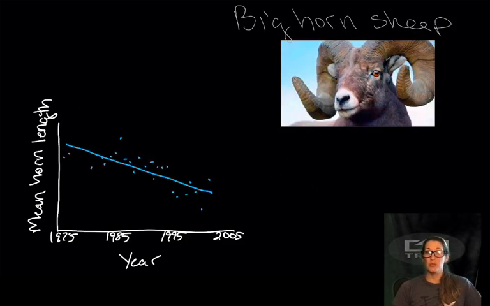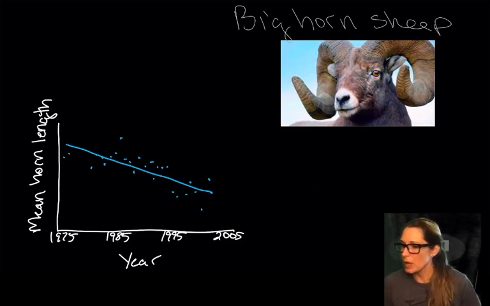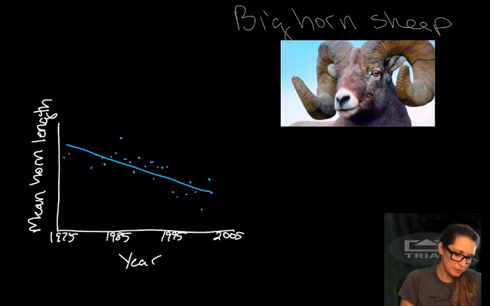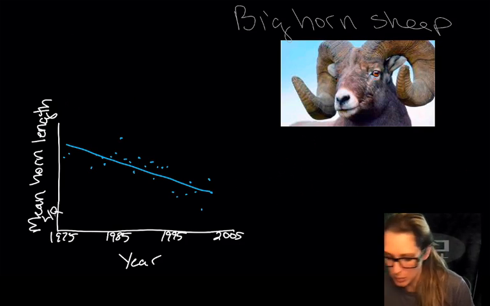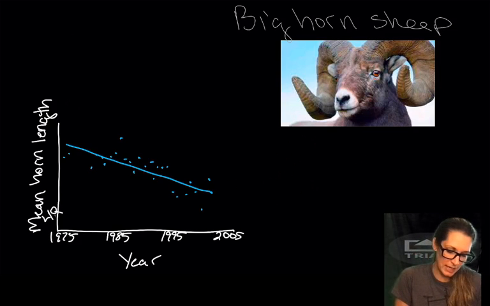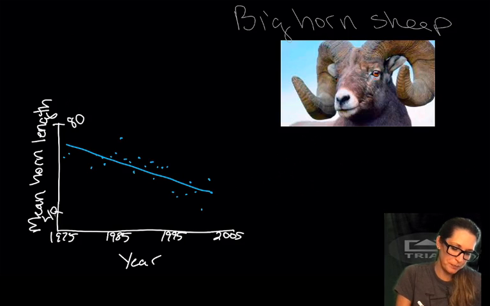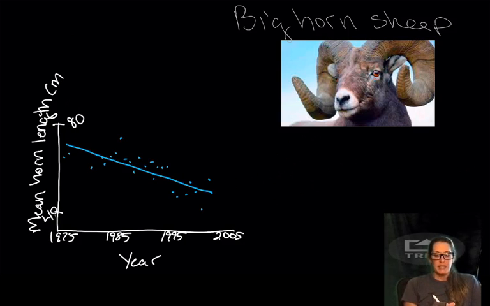Another example is bighorn sheep, and this is overhunting. What we're looking at on the left axis is mean horn length, and on the x-axis is year. I didn't put numbers over here, I apologize. So we go from 40, and this is in centimeters, and then at the very top is 80 centimeters. 40 centimeters to 80 centimeters mean horn length, so the average horn length for the population. The individual dots are actual data points, and then the line is the trend line.